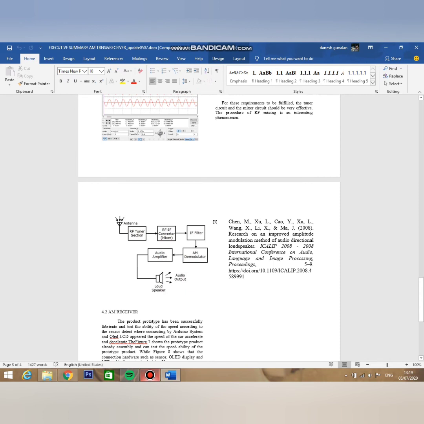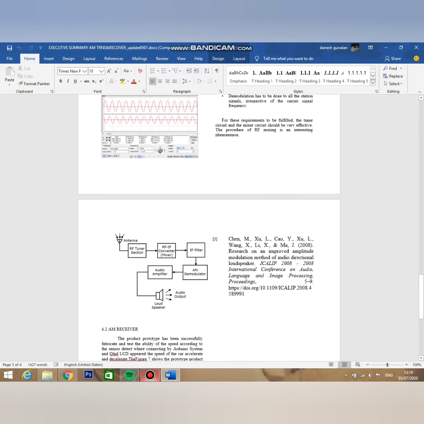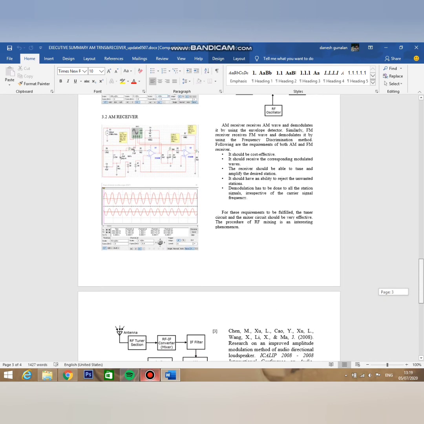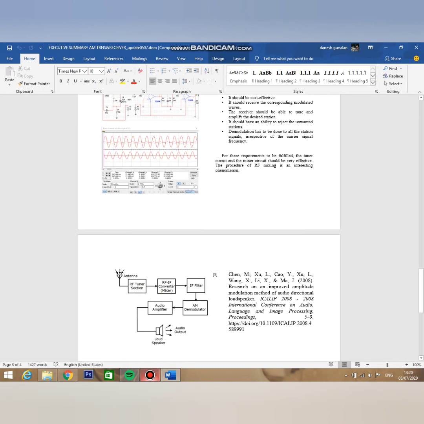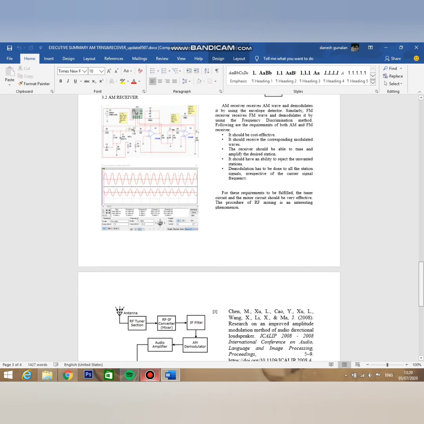So this is our circuit. This is our AM receiver circuit pathway. By this we can know the pathway and the function of the AM receiver.